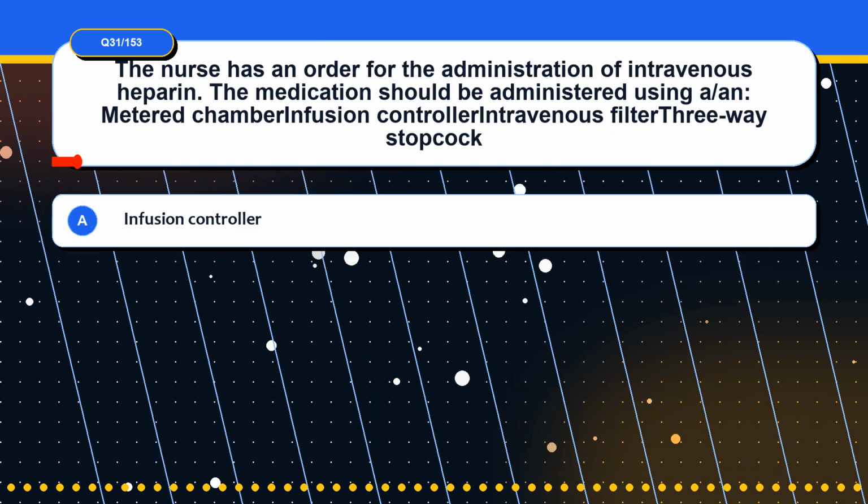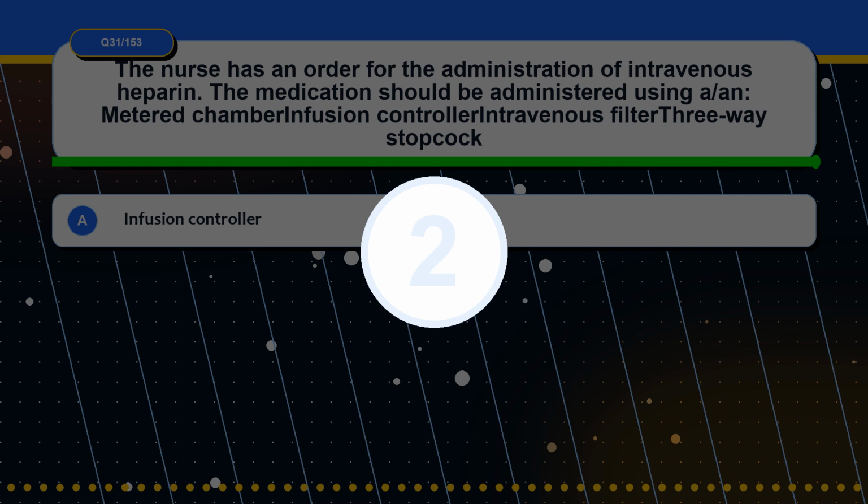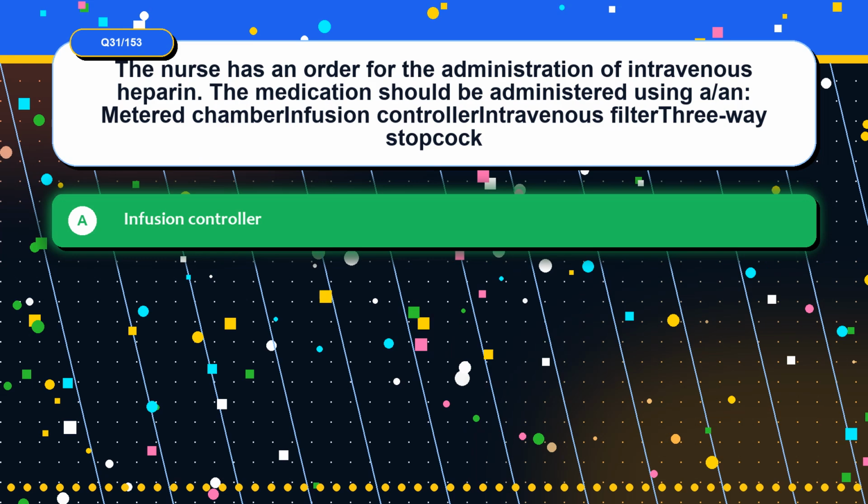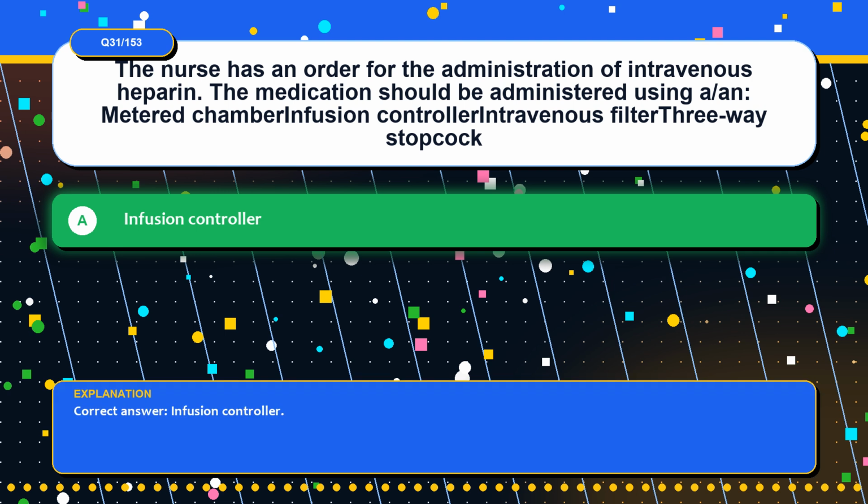Question 31. The nurse has an order for the administration of intravenous heparin. The medication should be administered using a metered chamber, infusion controller, intravenous filter, or 3-way stopcock. Here are the options. Option A. Infusion controller. The correct answer is option A. Infusion controller.